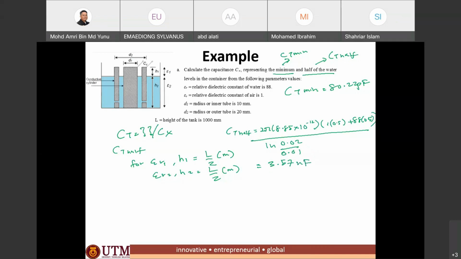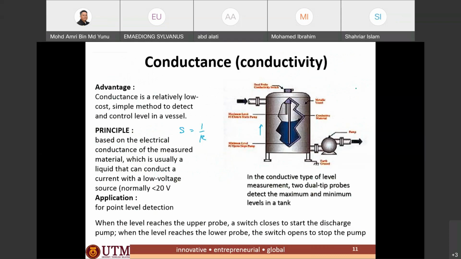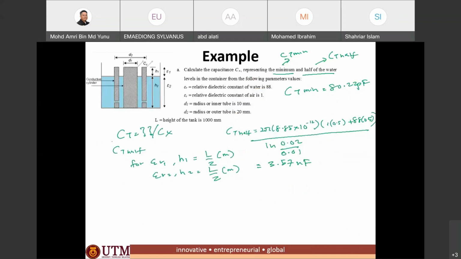Okay, so we have seen that in the half condition, capacitance has increased from CT minimum, when there is no liquid, which is 80.22 picofarad. Right.